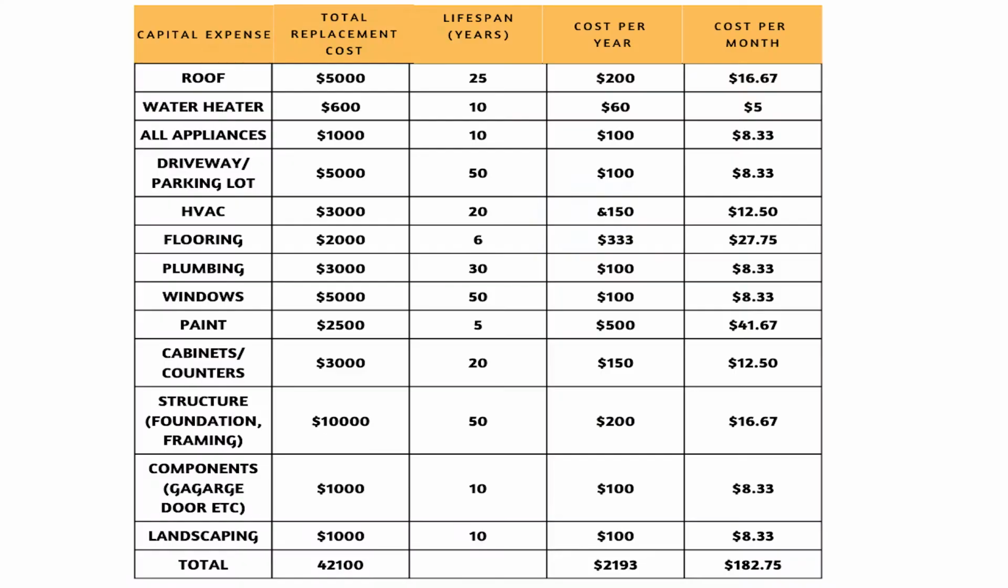The average lifespan of a roof is 25 years. This means I have to divide 5,000 by 25 to get the yearly capital expenditure for the roof. And I will divide this by 12 to get the monthly capital expenditure for the roof. Here I am going to post the common capital expenditures and how I budget this in my monthly rent. Please pause the video to take a look at it.